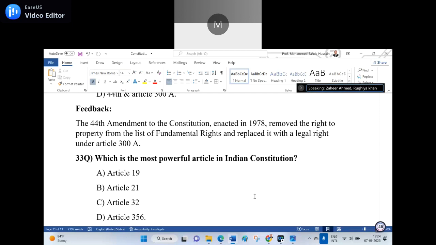Option D, Article 356, sir. If you say Article 32, that is the heart and soul of the Constitution. But if you say Article 356, that is a powerful article.